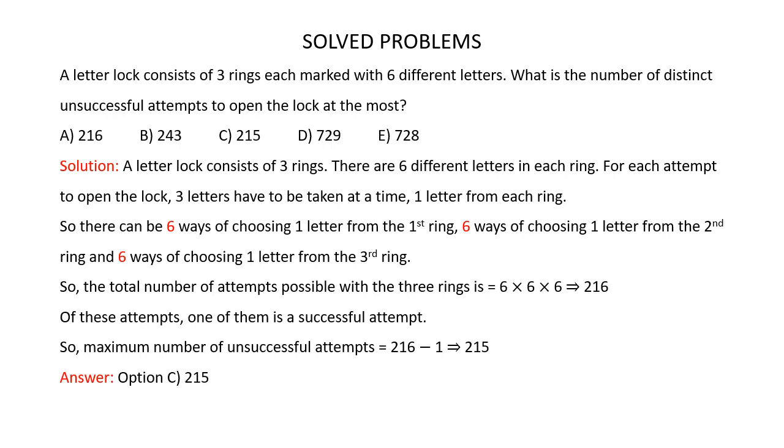Now here we are asked to find the number of distinct unsuccessful attempts to open the lock. Now 216 is the total number of attempts possible to open the lock. Now of these 216 attempts, one of them is a successful attempt. So maximum number of unsuccessful attempts is equal to 216 minus 1, which is 215. So the correct answer is option C, 215.